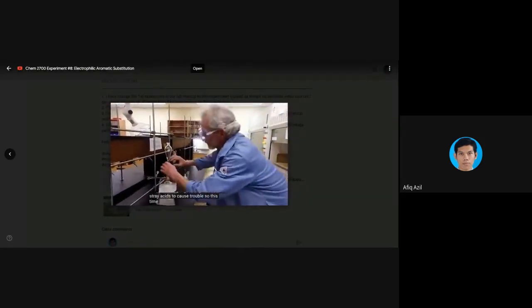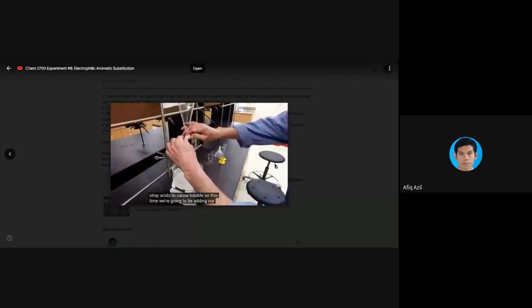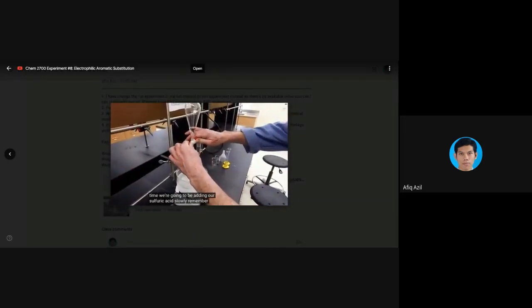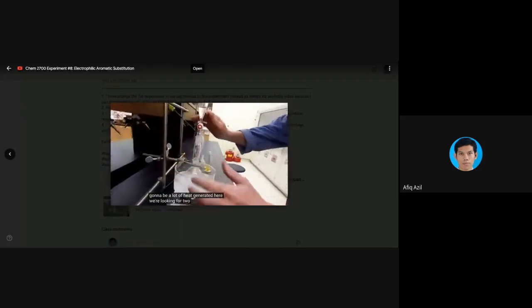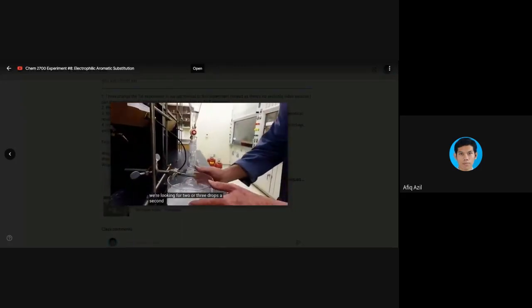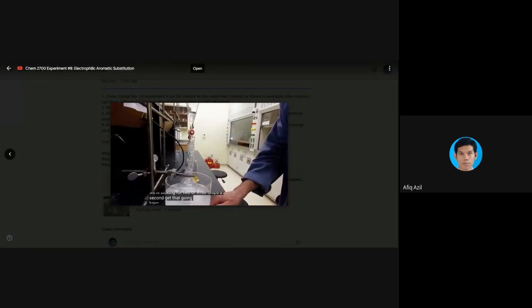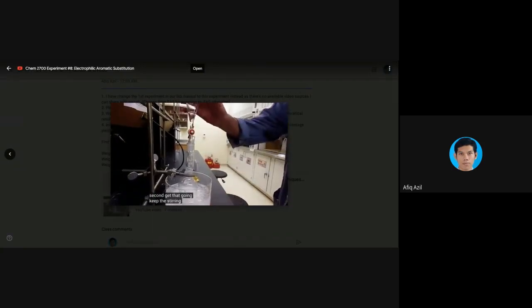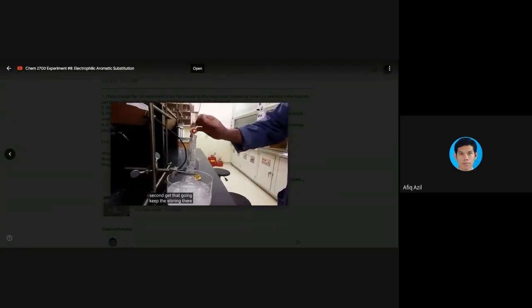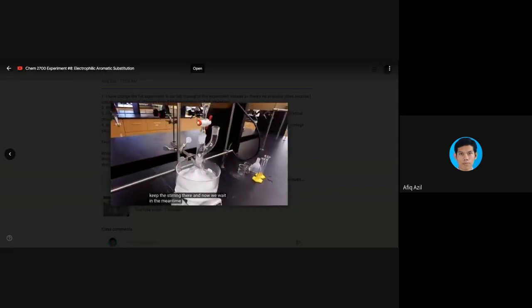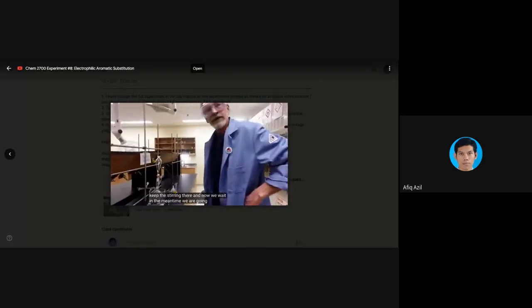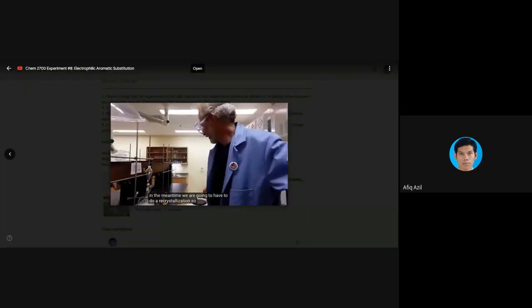So, this time we're going to be adding our sulfuric acid slowly. Remember, there's going to be a lot of heat generated here. We're looking for 2 or 3 drops a second. Get that going. Keep the stirring. There. Now we wait. In the meantime, we are going to have to do a recrystallization.